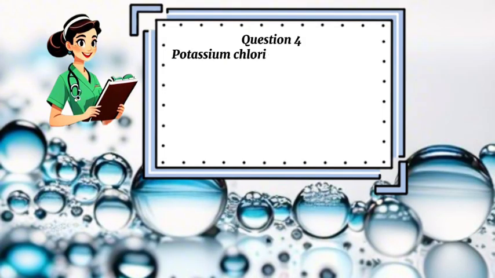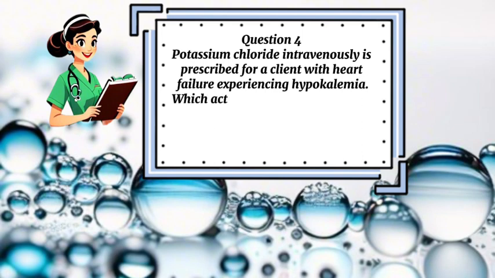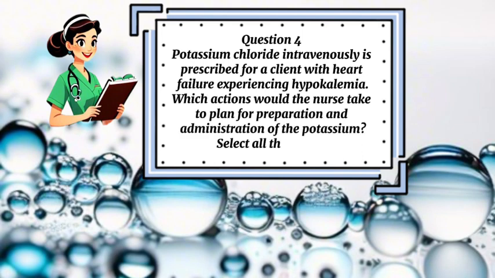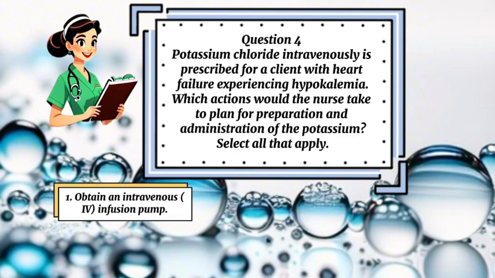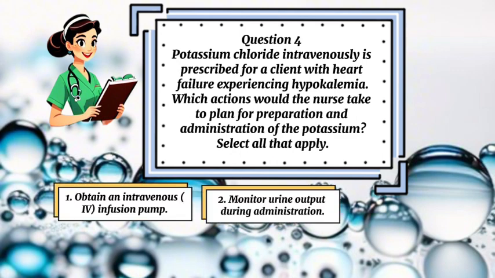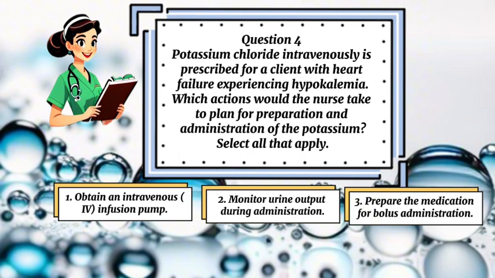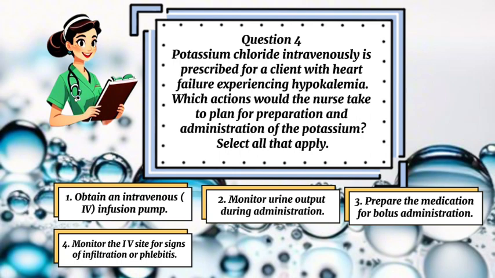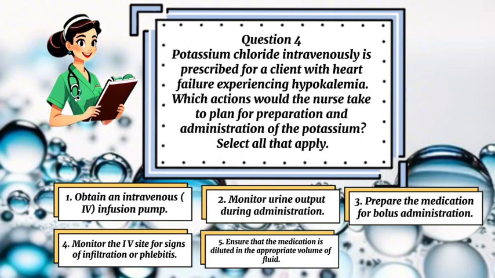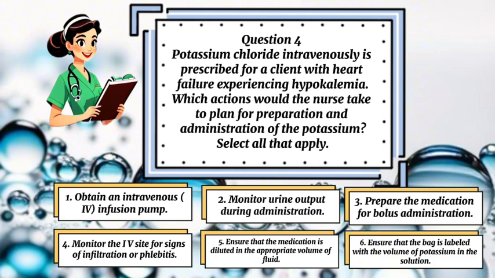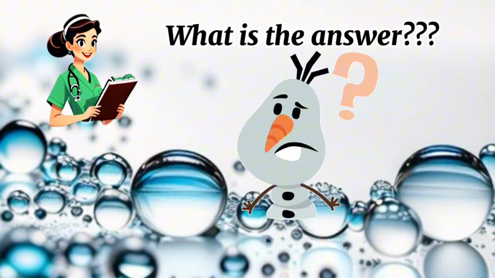Question 4. Potassium chloride intravenously is prescribed for a client with heart failure experiencing hypokalemia. Which actions would the nurse take to plan for preparation and administration of the potassium? Select all that apply. 1. Obtain an intravenous infusion pump. 2. Monitor urine output during administration. 3. Prepare the medication for bolus administration. 4. Monitor the IV site for signs of infiltration or phlebitis. 5. Ensure that the medication is diluted in the appropriate volume of fluid. 6. Ensure that the bag is labeled with the volume of potassium in the solution. What is the answer?